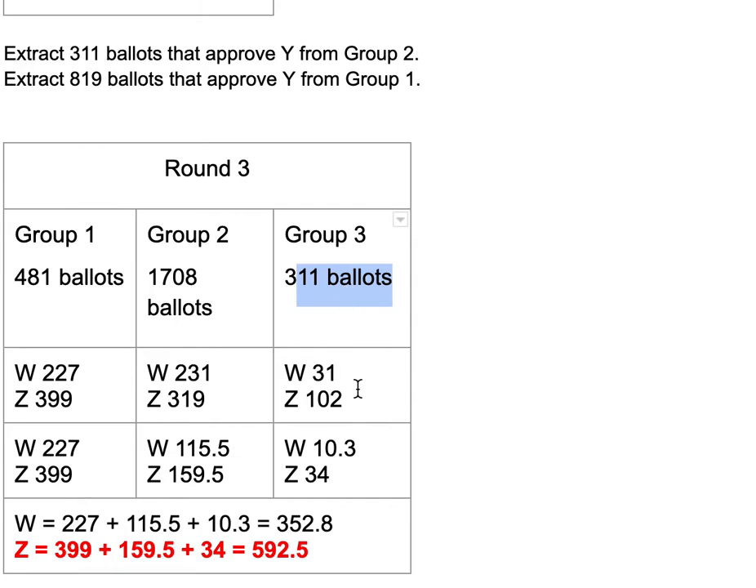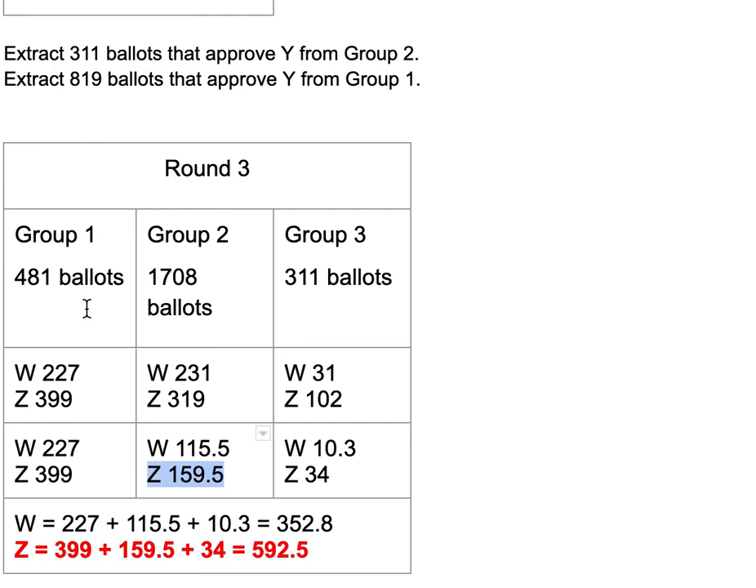And so their ballots here, when they tally, are going to be 31 votes for W and 102 for Z, but then the effective total is just dividing this by 3, because we're in group 3. So 31 divided by 3 is 10.3. Z has 102 votes, divide that by 3, it's 34. And then again, divide the second total here by 2. So 231 votes for W is 115.5. 319 votes for Z is 159.5, and so on.